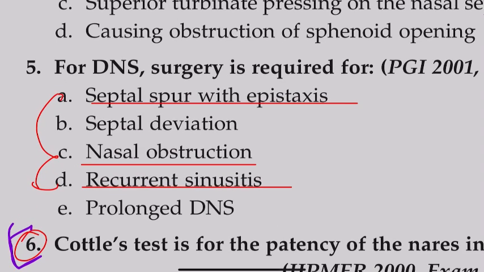DNS surgery can be done in septal spur with epistaxis, yes. Septal deviation alone, no, it is not required. It should be symptomatic. Nasal obstruction, yes. Recurrent sinusitis, yes. Prolonged DNS, no, it should be symptomatic. So options A, C and D are right.